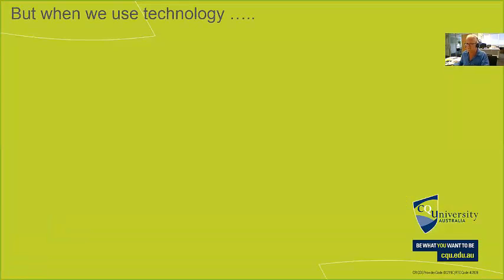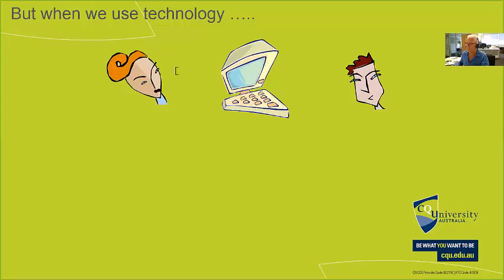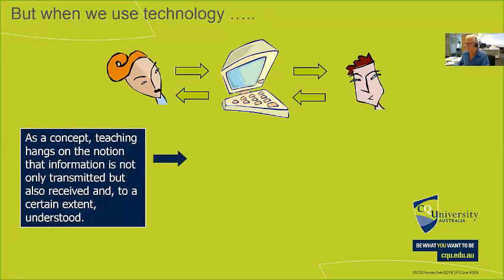But when we use technology, a couple of things happen. Okay, the teacher has input to the computer, and the computer then has output to the student. We have to try and change that particular model. The student then communicates back through the computer to the teacher. As a concept, teaching hangs on the notion that information is not only transmitted, but also that it's received. And then once it's received, that it's understood.